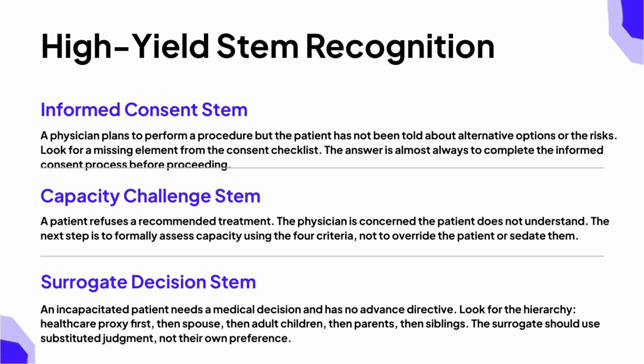Third, the surrogate decision stem. An incapacitated patient needs a medical decision and has no advanced directive. The boards want you to know the hierarchy. Healthcare proxy first, then spouse, then adult children, then parents, then siblings.